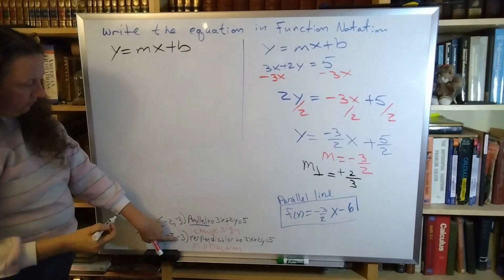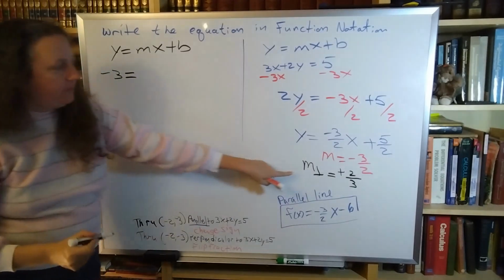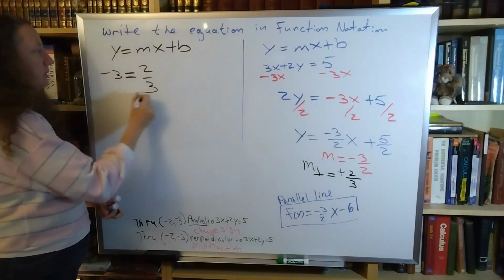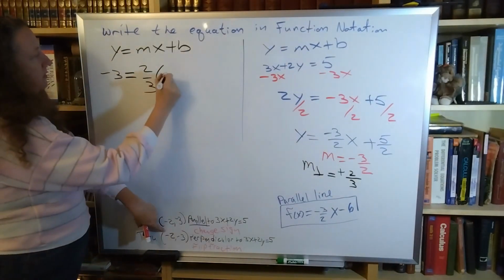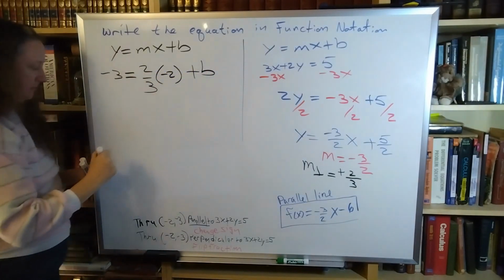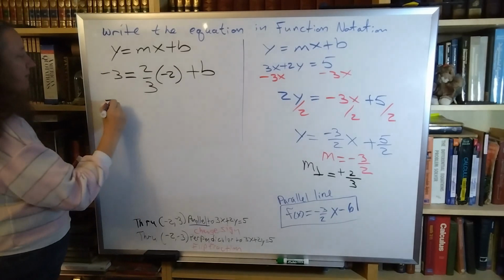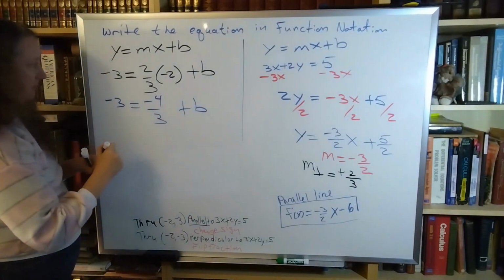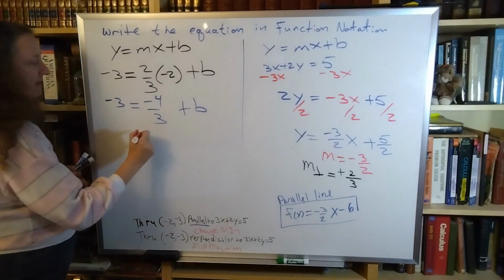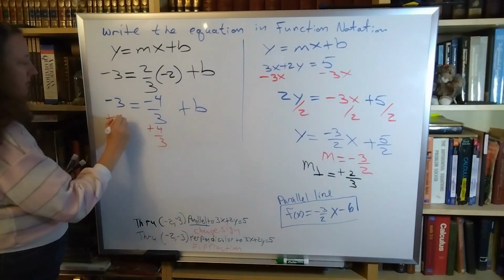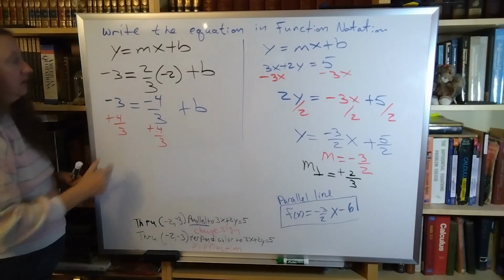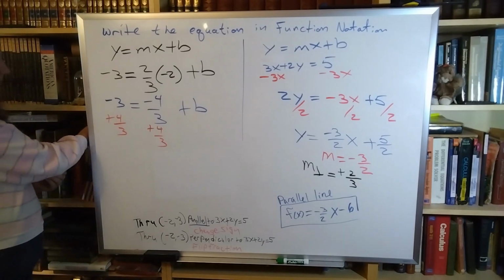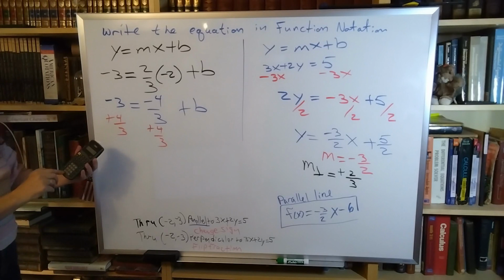So I have y equals, negative 3 equals m, positive 2/3, x, negative 2, plus b. So negative 3 equals negative 4/3 plus b. Add my 4/3 over. And grab your calculator, type that in. I have negative 3 plus 4/3. Negative 1 and 2/3.